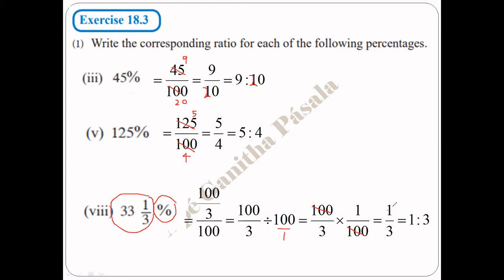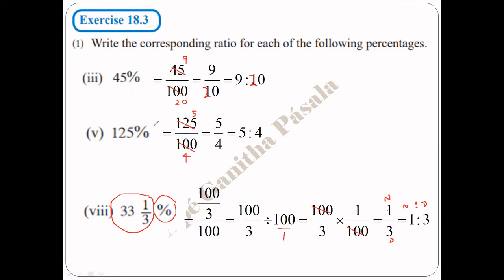Now how to write that as a ratio? Numerator is the first number, left hand side of the ratio. Here denominator is the right hand side of the ratio. So 1 over 3 can be written as 1 to 3. Ratio is 1 to 3. Okay.